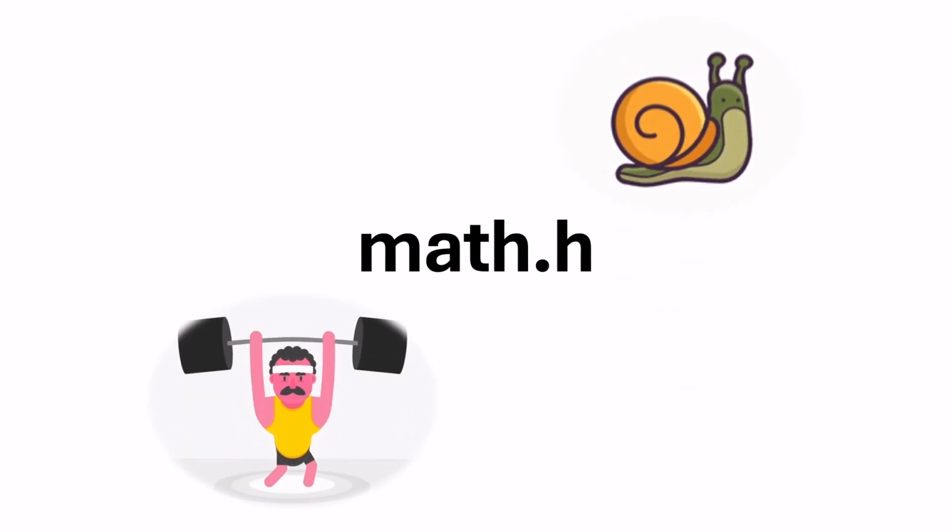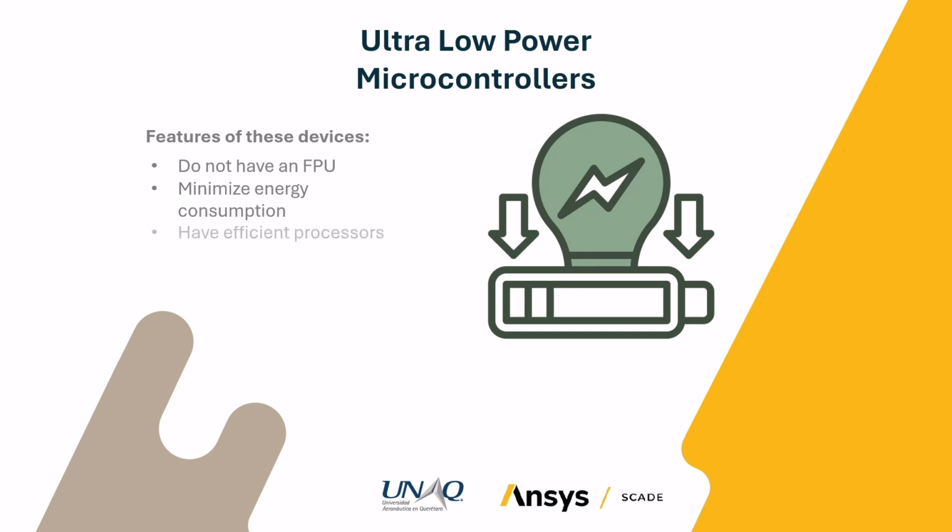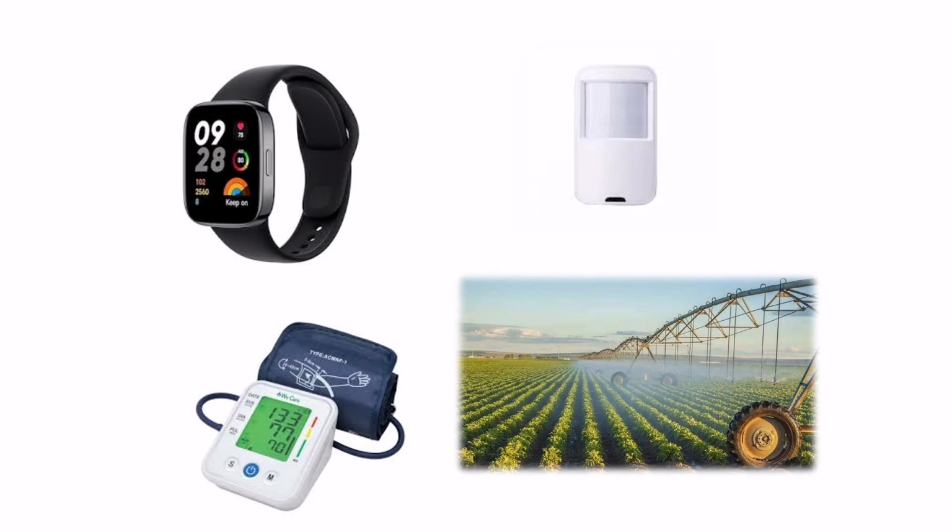An ultra-low power microcontroller is a device designed to minimize energy consumption, making it ideal for applications that do not require high hardware capabilities. These microcontrollers typically incorporate efficient processors, which offer a good balance between performance and energy consumption. This type of microcontroller is commonly used in portable devices, wireless sensors, medical devices, and automation systems.